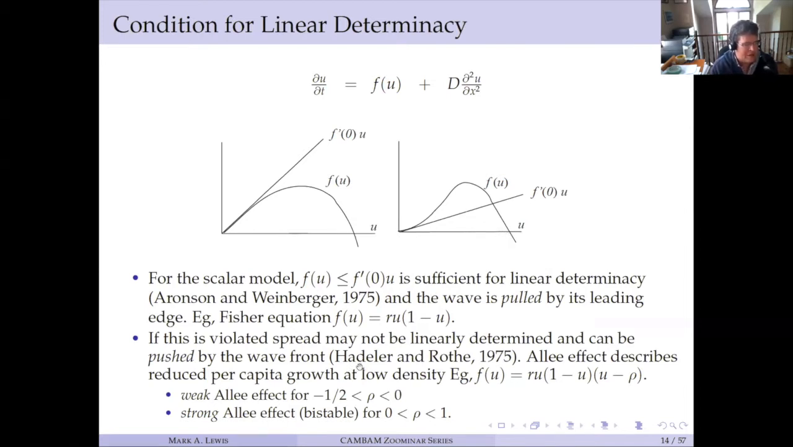And a strong Allee effect is the bistable equation. And it's the case where rho lies between 0 and 1, where there's actually 3 roots and the population growth rate is negative for sufficiently small population sizes. And I'm going to be using this a bit later.